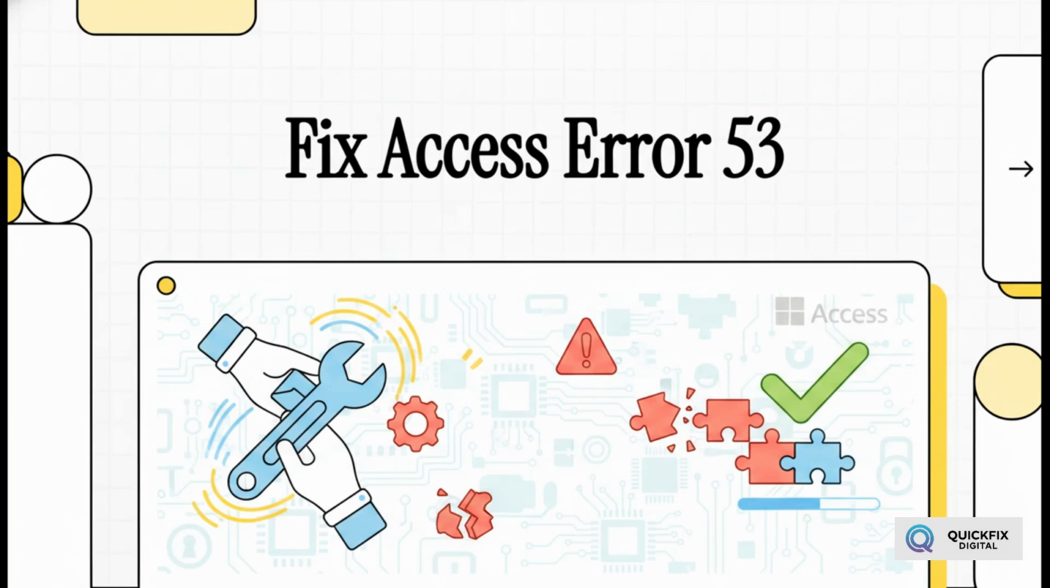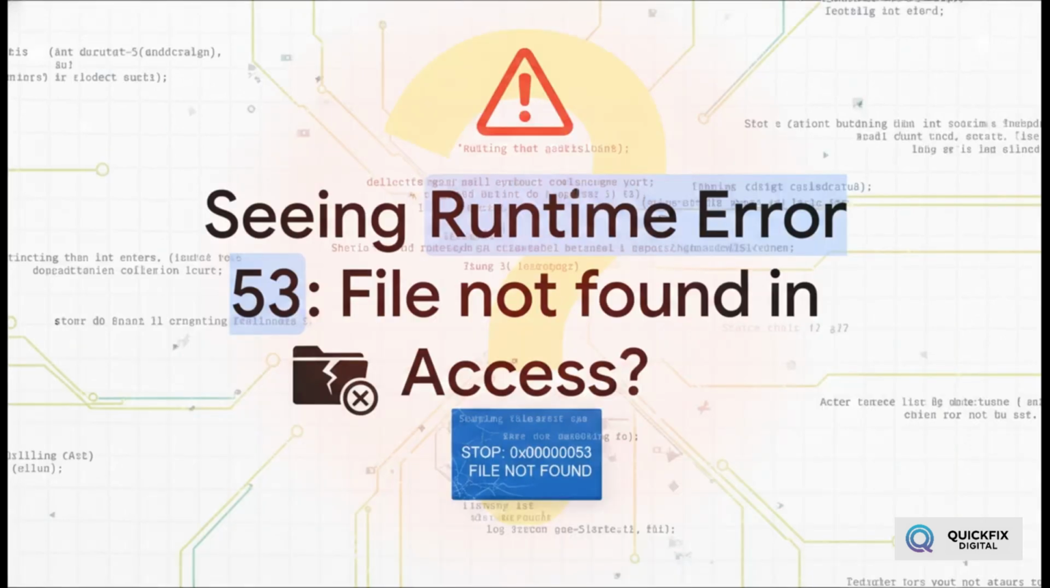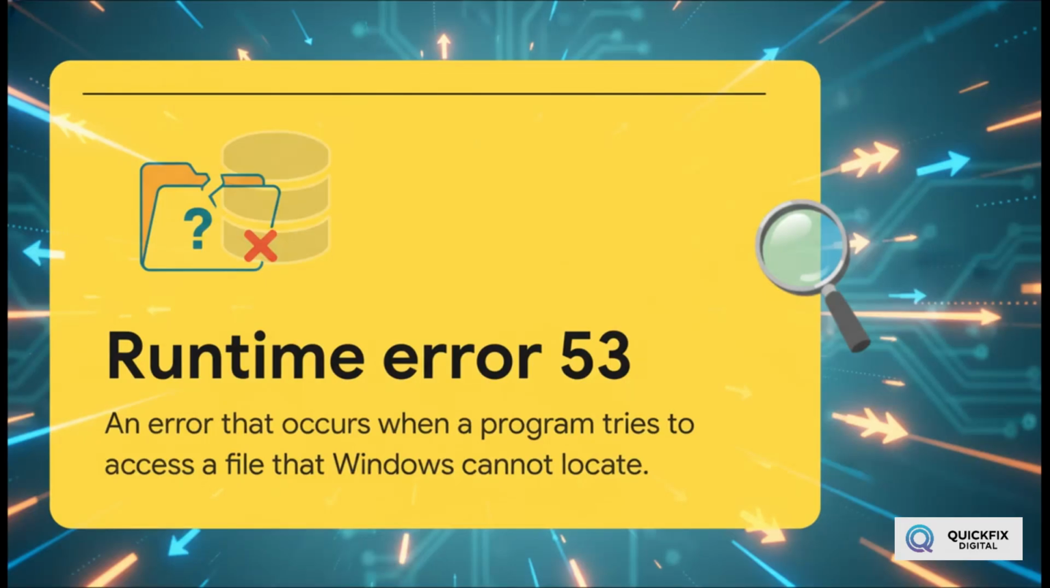Let's solve that super annoying Microsoft Access runtime error 53. I'll walk you through it. Yeah, seeing this error can really stop you in your tracks. But don't worry, we'll get it fixed. So basically, your database is looking for a file that's either missing or moved.